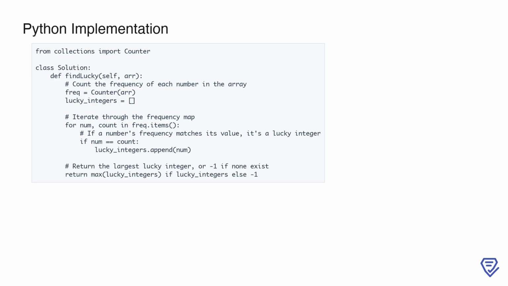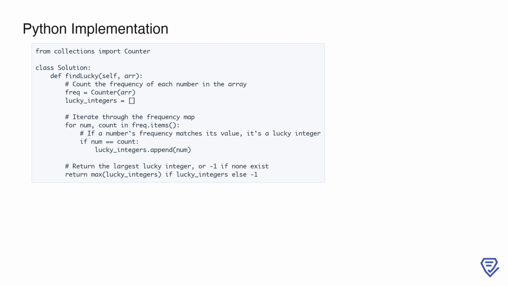Explanation of the code. 1. Importing dependencies. The Counter class from the collections module is imported to efficiently calculate the frequency of each integer in the input array. 2. Class definition. A Solution class is defined, containing the findLucky function, which serves as the solution entry point. 3. Counting frequencies. The Counter class is used to count the occurrences of each integer in the array. The result is stored in the frequency variable as a dictionary-like structure, where keys are numbers and values are their frequencies.